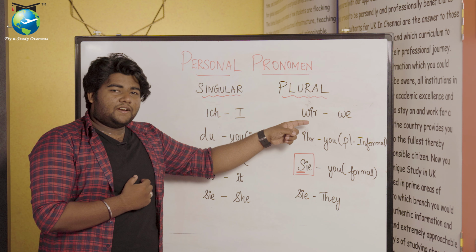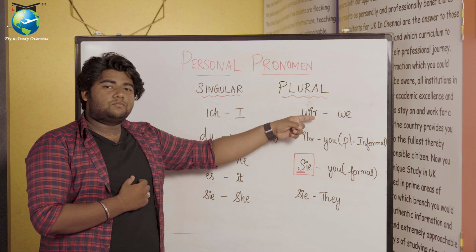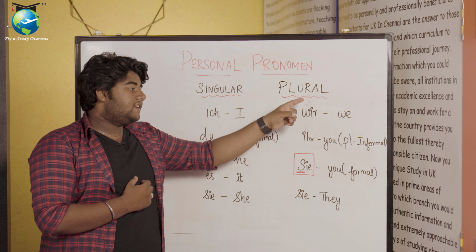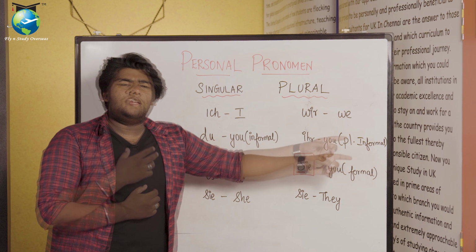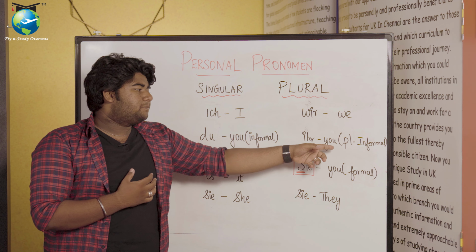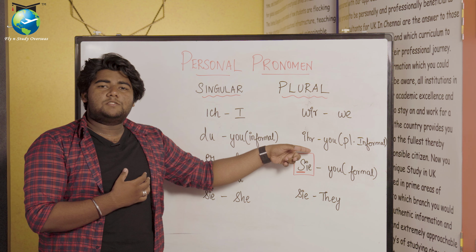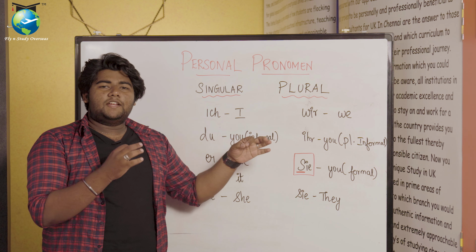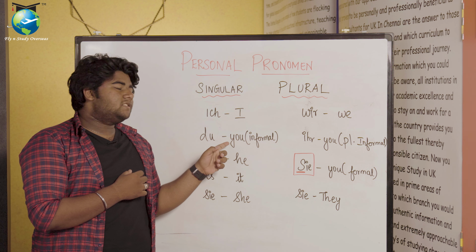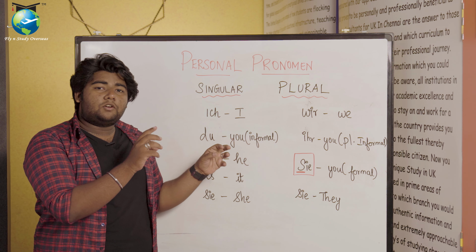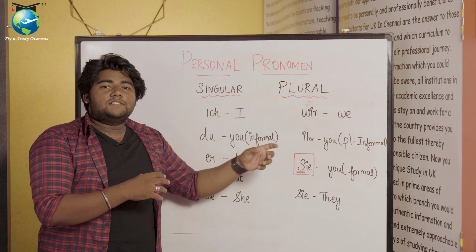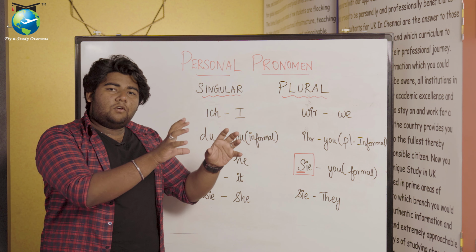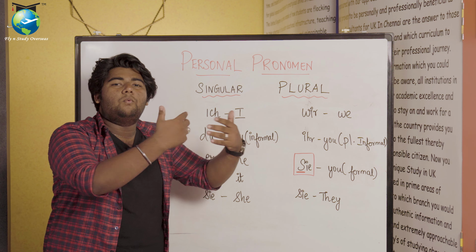Wir. Wir is we. Wir is what? We. Then ihr. Ihr is you, but plural informal. You may have a doubt: what is this plural informal? Then what is the difference between this du and ihr? It's very simple. As I told you, du is used for a singular person, that too with your friend or your colleague. Okay. So for ihr, in the same way, you are going to use it for your friends or colleagues or your close ones, but more than one person.